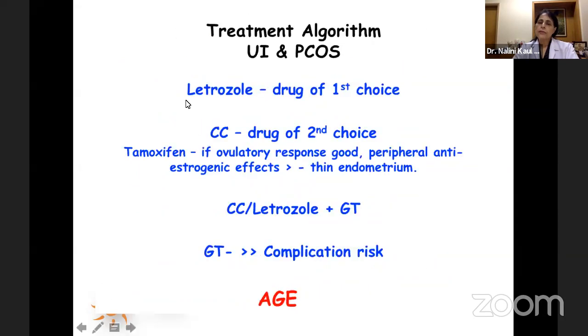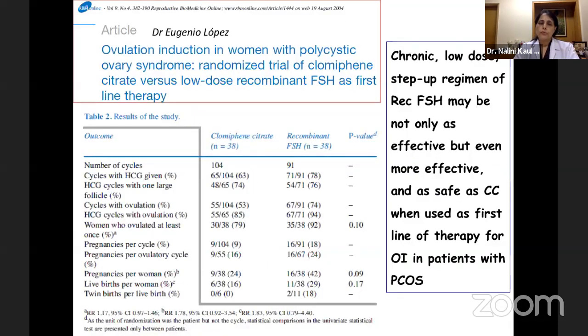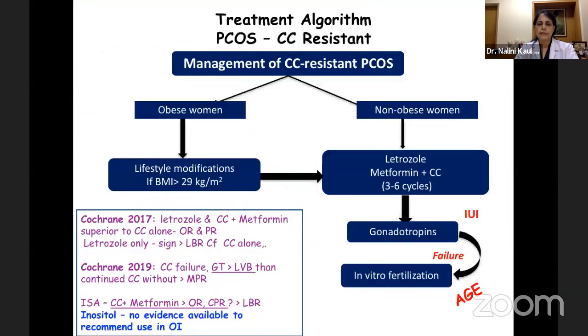So the treatment algorithm goes: letrozole drug of first choice, CC drug of second choice, CC or letrozole plus gonadotrophins as the third choice, and then gonadotrophins alone. Please remember that when you're doing all these algorithms, do not forget the age of the woman. There is no point spending 1 year, then she reaches 39, 40, and then whatever you do, you're in trouble. There was a move to suggest that you do low dose FSH as the first line of treatment for PCOS, but I don't think anybody took that up very seriously.